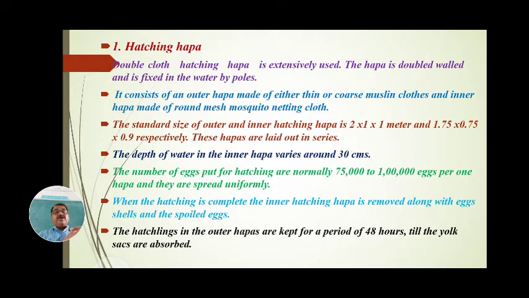The number of eggs put in this hapa for hatching is normally 75,000 to 1 lakh eggs per hapa. How much quantity of eggs is to be kept inside the hapa? The number of eggs to be put in the hapa for hatching and development.